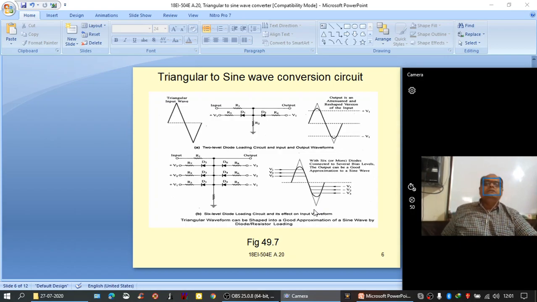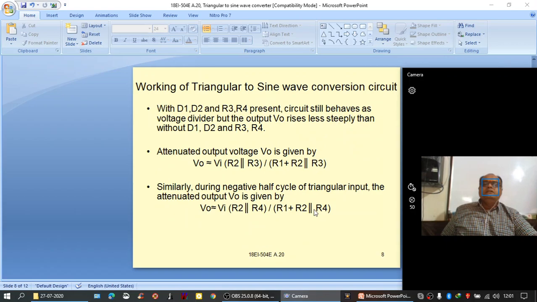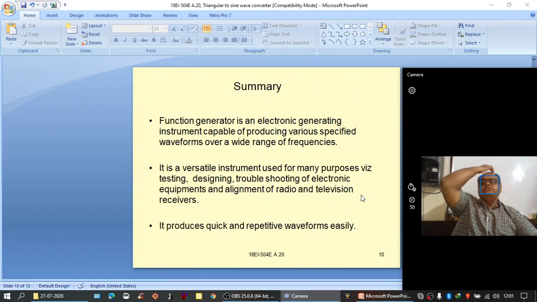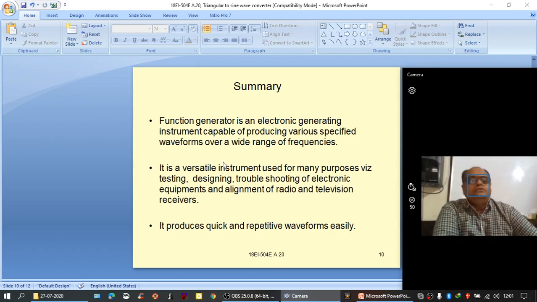So that is how we can get a more approximated sine wave signal using a simple resistor diode arrangement in the circuit. The slope of the output changes three times during each quarter cycle. So that is all about how a sinusoidal signal is derived from a triangular wave using a simple resistor diode arrangement with a biasing voltage.